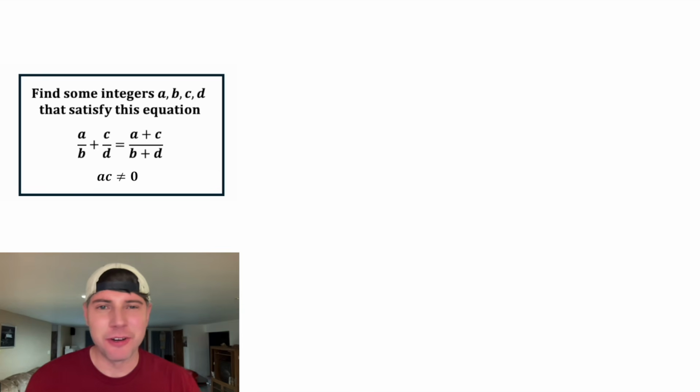Hey guys, this looks like a fun one. It says find some integers a, b, c, and d that satisfy this equation: a over b plus c over d equals a plus c over b plus d. In the general case, this is not true. Here's a counterexample: 3/5 plus 4/6 does not equal 3 plus 4 over 5 plus 6.